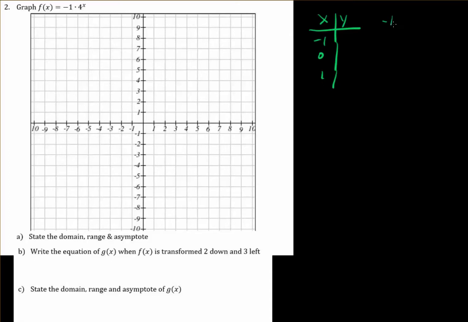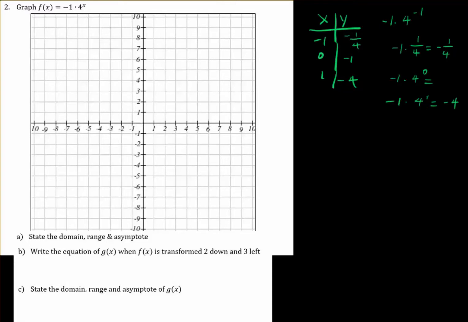Okay, so -1 times 4 to the -1. So that's -1 times 1 over 4, which equals -1/4. And then -1 times 4 to the 0, which is 1, so that's -1. And then -1 times 4 to the 1 is -4. Okay? Let's go ahead and plot those on the graph.